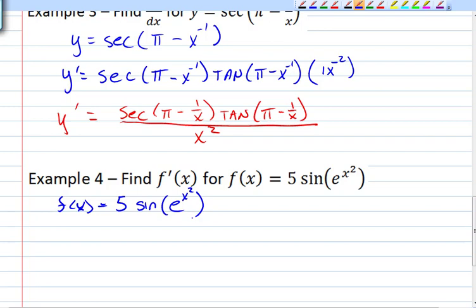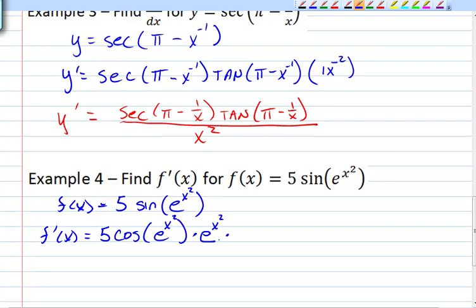Sine, the trig function. So when we take the derivative of a constant times the function, it is that constant times the derivative of the function. What is the derivative of sine? Leave the inside alone. Now we have to multiply by the derivative of the inside function. What is the derivative of e raised to a power? E raised to that power.